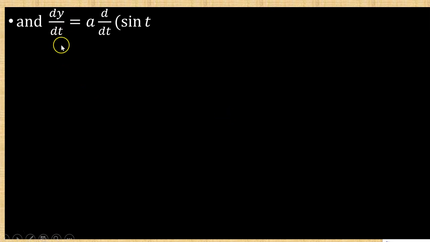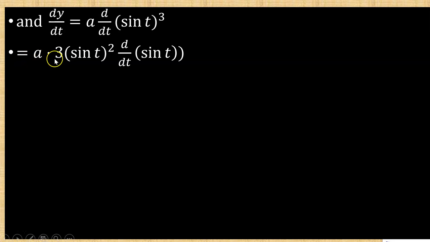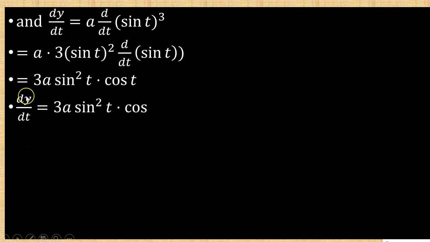Now next, dy by dt is equal to a d/dt of (sin t) cube, that is 3a into (sin t) square into derivative of sin t, which is cos t. That is 3a sin square t, derivative of sin t is cos t, and therefore dy by dt is 3a sin square t into cos t.